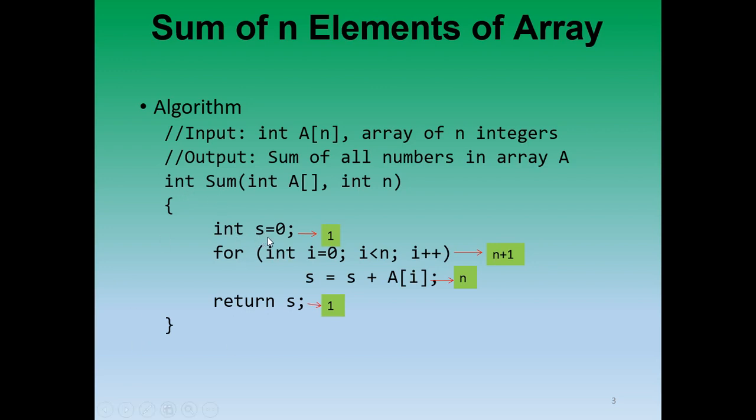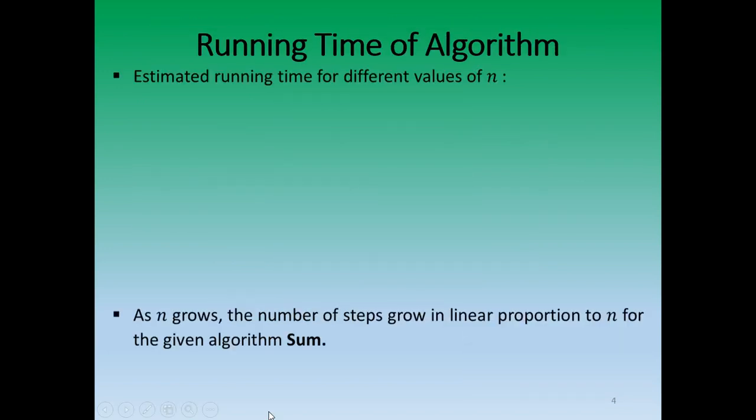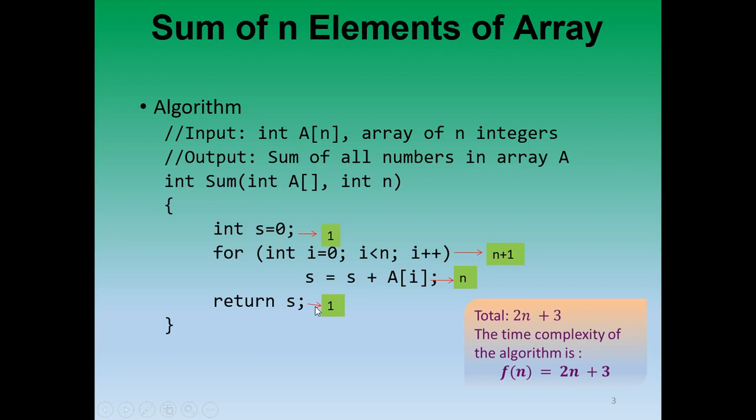Here the first statement, s equal to 0, takes 1 millisecond of time, and the second statement, the for loop, takes n plus 1 times. Then s equal to s plus a of i, which finds the sum, takes n amount of time, and finally return the sum takes 1 millisecond. So the time complexity of the given code is 2n plus 3.